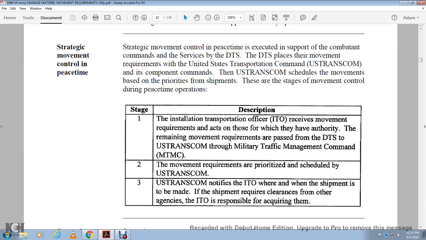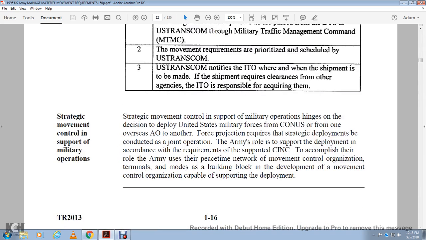The U.S. Transportation Command's installation transportation officer determines where and when the shipment is to be made. If the shipment requires clearance from another agency, the installation transportation officer is responsible for acquiring it.